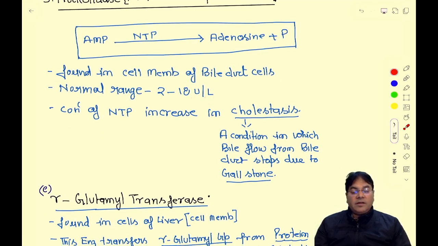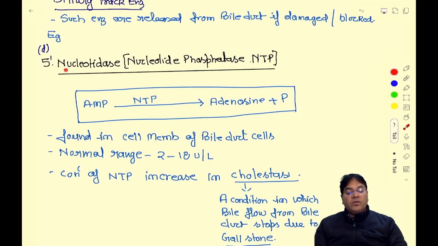If it increases, then there is a problem. The concentration of this enzyme NTP increases in cholestasis. This is a problem when bile flow in the bile duct is impaired because of gallstone or cancer. So, because of gallstone or cancer, there is blockage in the bile duct, and so the bile is not able to come out of the liver, and then it is not able to flow into the duodenum, and this is called cholestasis. So, during cholestasis, again this concentration of nucleotidase increases, and so it becomes a marker.